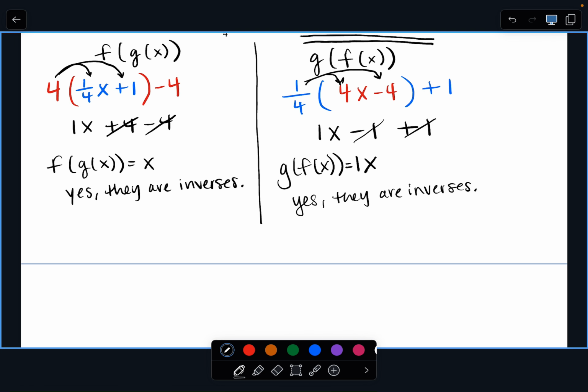It could be x plus 2. It could be x minus 2. It could be x squared or x cubed. But it will not be a single positive x. It has to be a single positive x for them to be inverses.